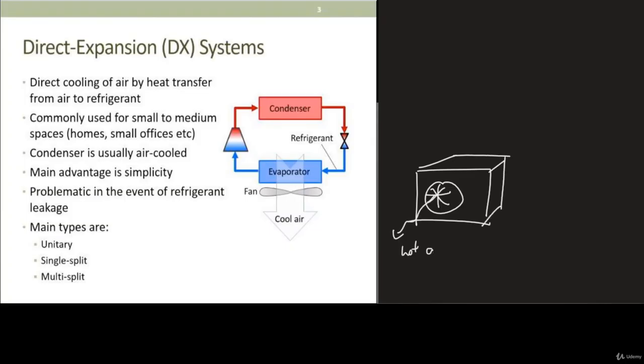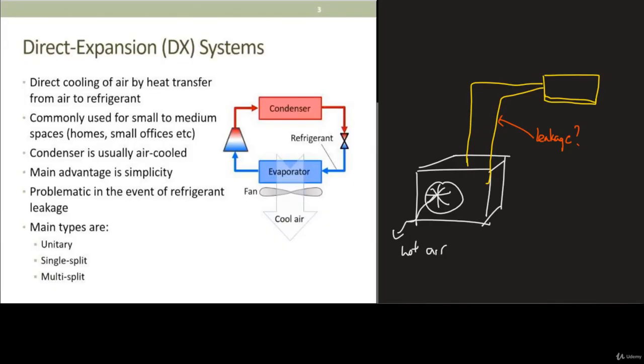So what is the advantage of having this DX system? The main advantage, of course, is a very simple setup. You have your four components of the vapor compression cycle, and that's it. The main disadvantage is that if, let's say, there's a refrigerant leakage, the problem is you have to transport your refrigerant to the place you want to cool down, and that may be some distance away. Let's say it's like 15 meters away, and throughout these 15 meters, if there's a leakage, it's very, very hard to detect, because the refrigerant will leak out as vapor. There's no color, there's no smell. It's very hard to detect the leakage.